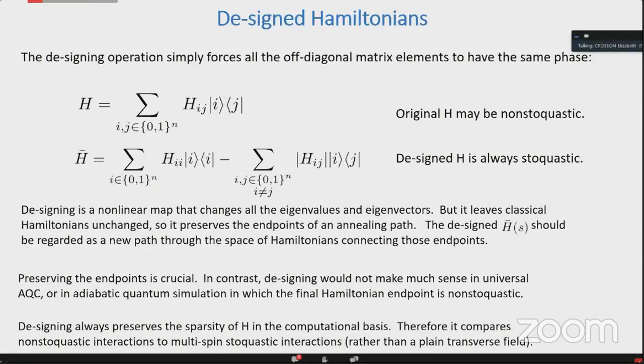And then the other thing to mention is that this designing always preserves the sparsity of the Hamiltonian in the computational basis, right? You only have non-zero entries in H bar where there were non-zero entries in H. So it compares the non-stochastic interactions to what are effectively multi-spin stochastic interactions. So we're not just comparing non-stochastic to the plain transverse field, but we're comparing, if you like, plus XX to minus XX.